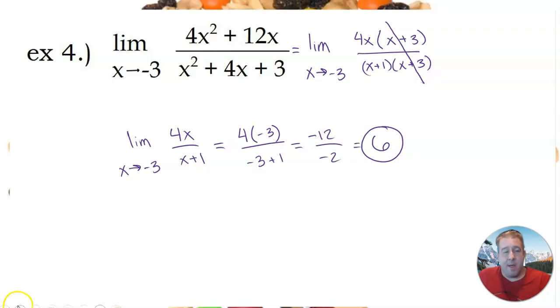Now, like I said, you need different strategies because you're going to get different questions. And that's why I showed you a wider range of ways of solving these kinds of questions, whether you're using a graphing calculator, whether you're just substituting the value in, or whether you're solving it algebraically to get rid of a hole. These are all different ways of finding limits.